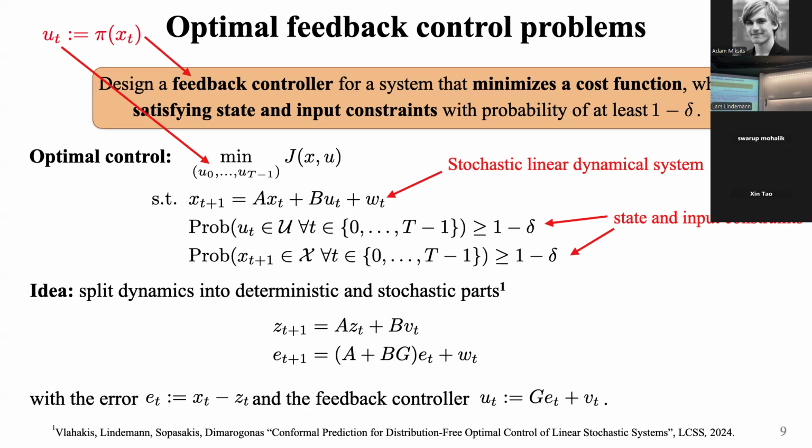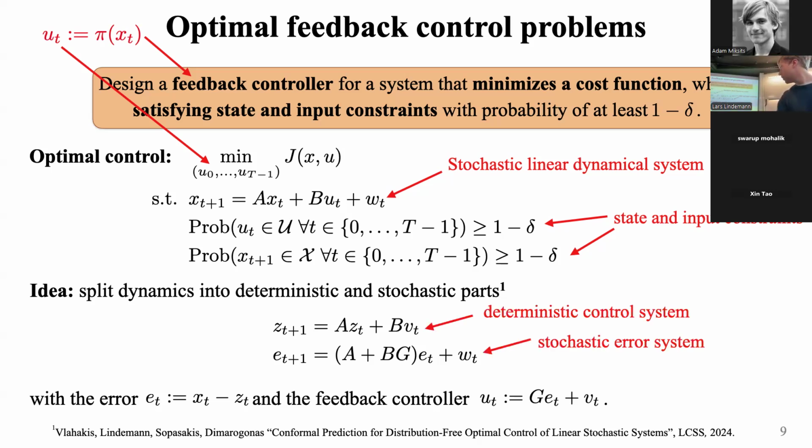And if you look at this carefully, you see that by the choice of this error and this control input, you can do a decomposition of this system into a deterministic part that is linear, so A times Z of t plus B of V of t, the feed forward control input, and a stochastic part, where E of t plus 1 follows basically the A plus BG, the feedback term, times the error plus the noise. Okay, so we have a decoupling here of the deterministic and the stochastic part. Now, the important part is we will deal with them separately.